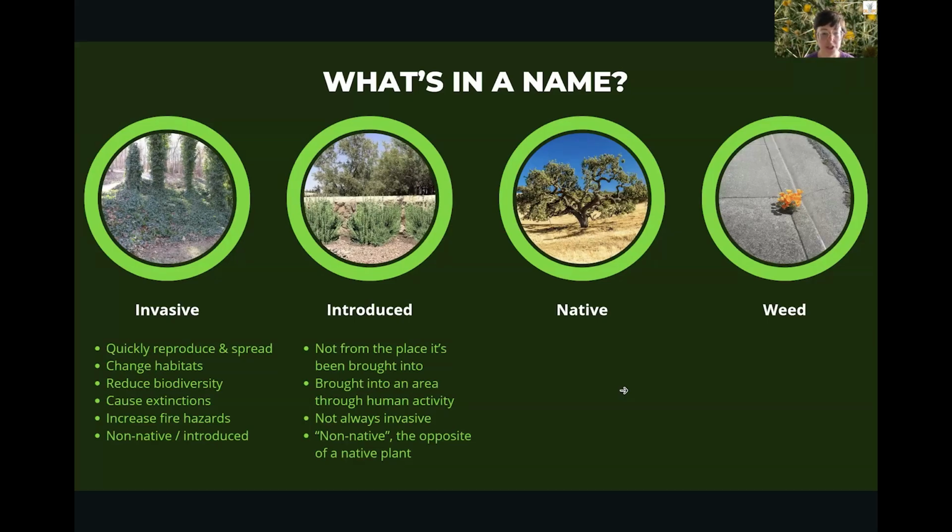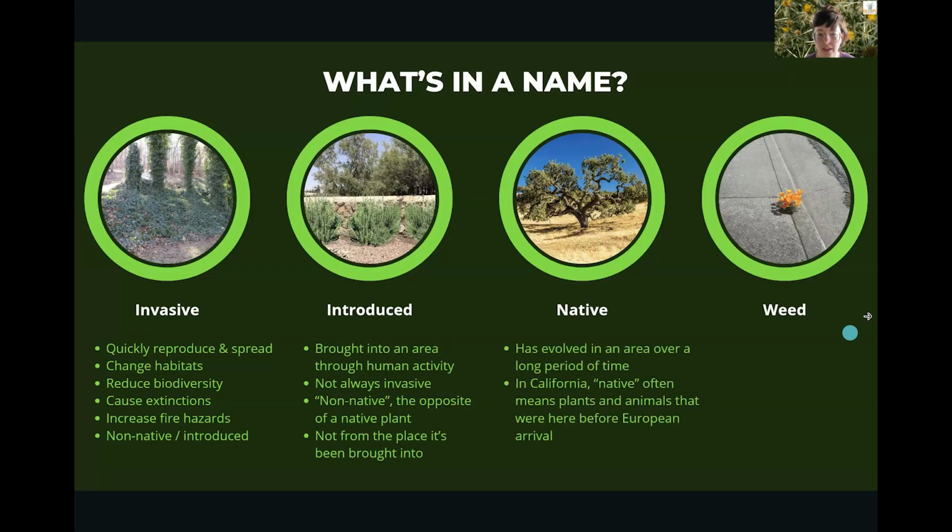Non-native just means the opposite of a native plant. So what exactly is a native plant? We have here one of our iconic coast live oaks. A native plant has evolved in the area over a long period of time. So this is a plant that has relationships with the insects, with the birds, with the fungus, bacteria, all of these other organisms that it has lived with for a very, very long time.